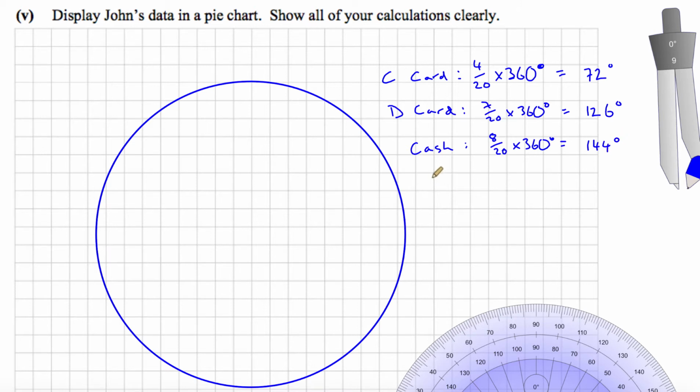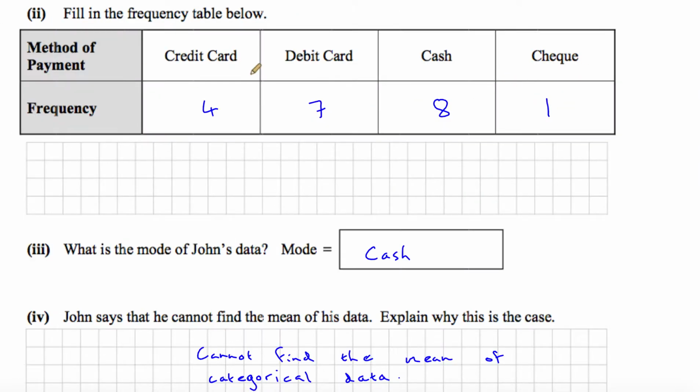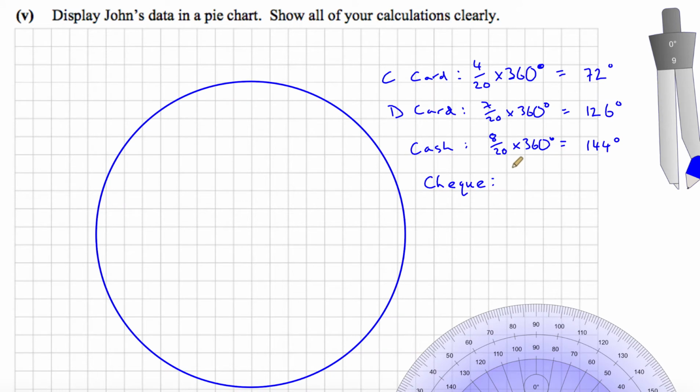And then finally, cheque, which I remember was 1. I'll just double check. Yeah, there was 1 cheque. So that's 1 over 20 times the 360 degrees. So 1 over 20 times 360 gives us 18 degrees. So there we go. A good idea now again to check would be to add these 4 angles up on your calculator and make sure it gives you 360 degrees, which it does.